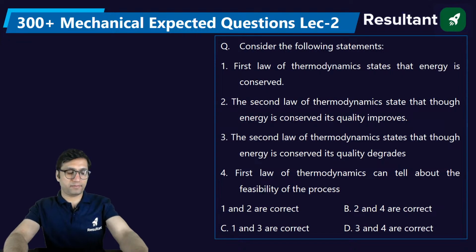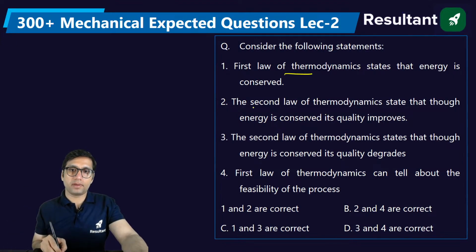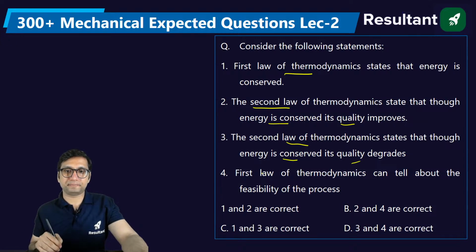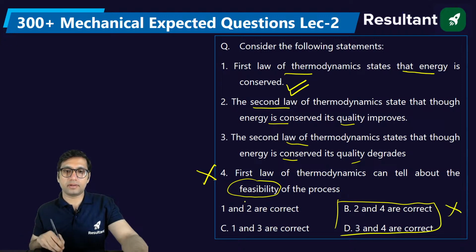Consider the following statements. First law of thermodynamics states that energy is conserved. Second law of thermodynamics states that though energy is conserved, its quality will improve. Second law of thermodynamics states that though energy is conserved, its quality degrades. First law tells about feasibility. The feasibility is not discussed in the first law. First law says that energy is conserved. This is correct. One is correct for sure, so these two cannot be the right answer. Either A, 1 and 2, or C, 1 and 3 will be the answer.